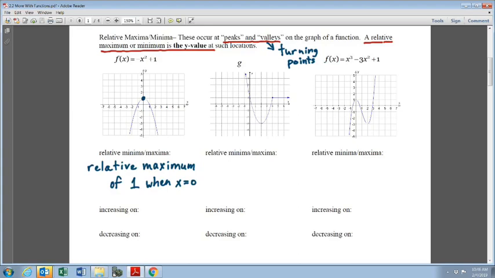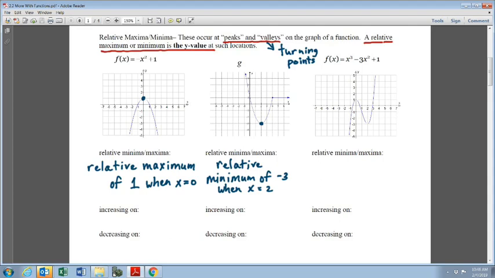Now let's look at g, and you can see here we have a relative minimum. So this is what I'd call a valley, but again, or a turning point. But this time we're going to have a minimum. So relative minimum here, and again the y value is -3, and this one occurs when x is 2.